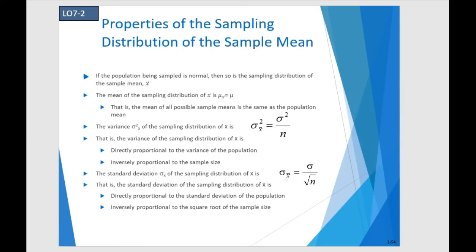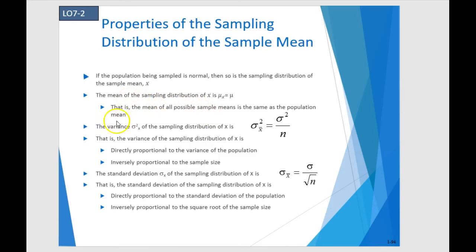Moving on, the properties of the sampling distribution of the sample mean. If the population being sampled is normal, then so is the sampling distribution of the sample mean. We went over that. The mean of the sampling distribution of x bar, mu sub x bar, is equal to mu. We went over that as well.